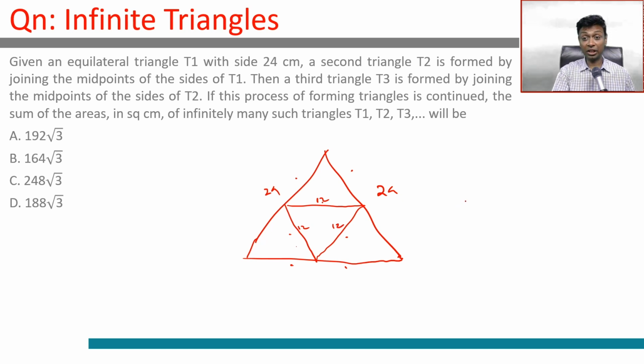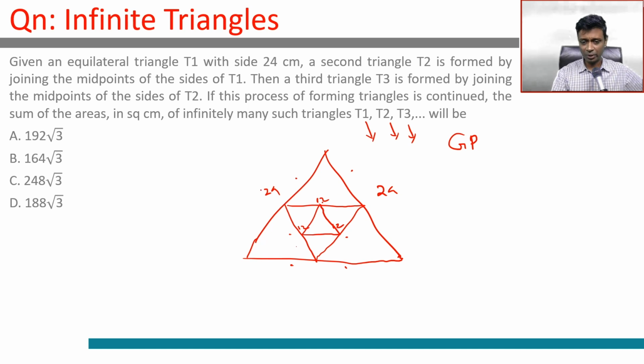Then a third triangle T3 is formed by joining the midpoints of T2. Wonderful. T3 will be like this. If the process of forming triangles is continued, then find the sum of the areas in square centimeters of infinitely many such triangles. Oh, wonderful. Find the area of T1, then T2, then T3. To start with, these will form a geometric progression. Why so? Because we've been asked for an infinite series. It has to be diminishing. I can sense that it is going to be a GP.